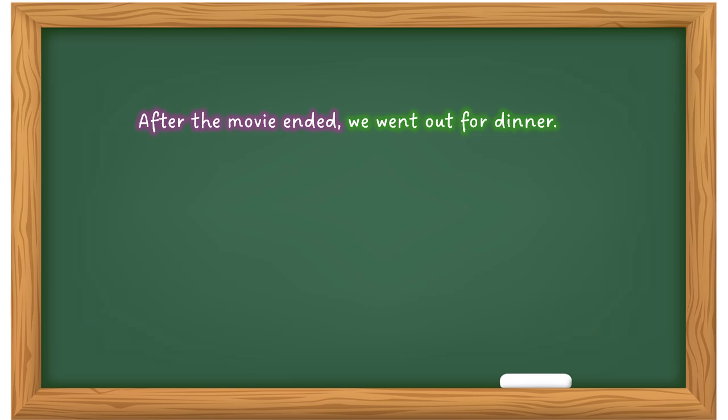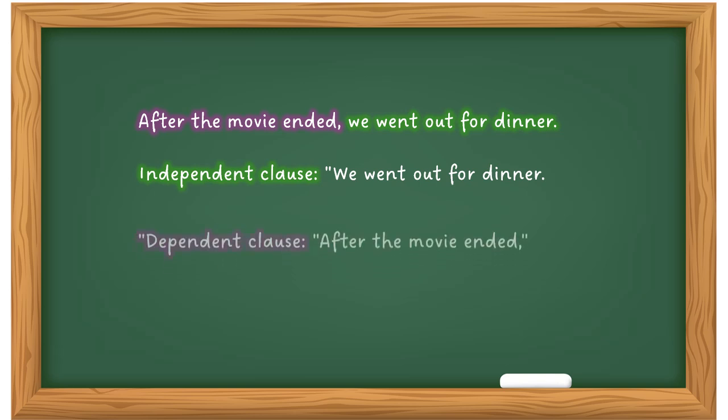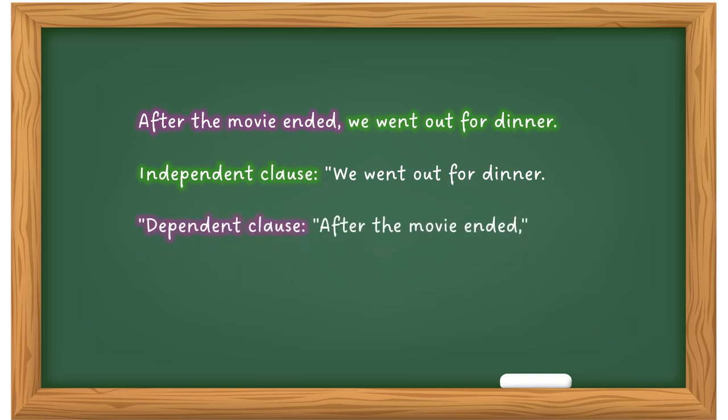Here's another example. After the movie ended, we went out for dinner. In this case, they're using punctuation to join two parts together. The independent clause is we went out for dinner, but again, you're adding more information to your sentence: after the movie ended. To make more sense of it, it's using a time sequence. It indicates that after the movie finished, we went somewhere else. So you're expressing a movement in time.